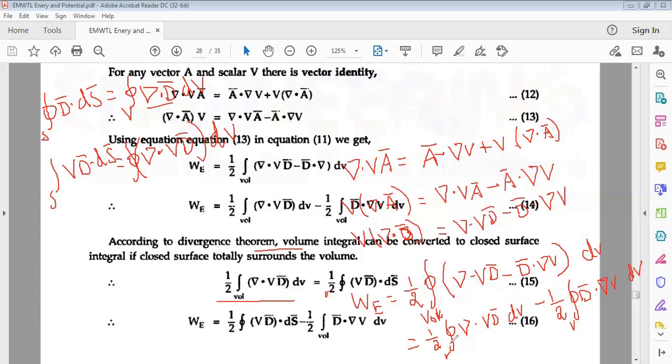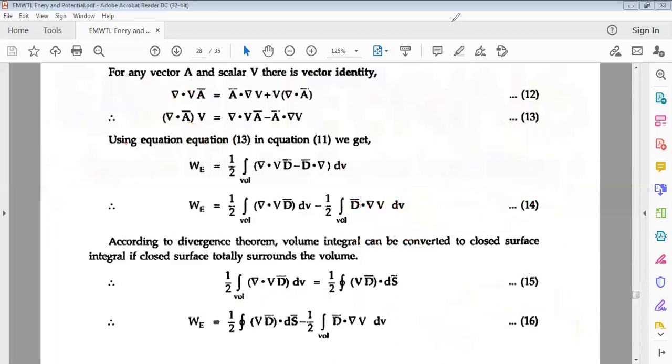So the first integral here changes to the surface integral 1 by 2, the surface integral V D bar dot dS bar, minus the same thing, 1 by 2 the volume integral D bar dot del V into dV. Got it, my dear students? So finally, W is equal to 1 by 2 the surface integral V D bar dot dS bar, the first part I converted to the surface integral, minus 1 by 2 the volume integral D bar dot del V.